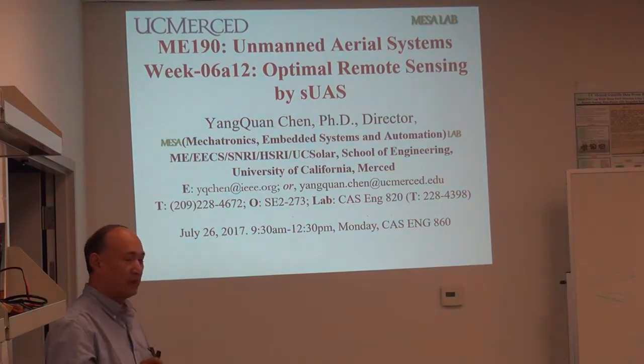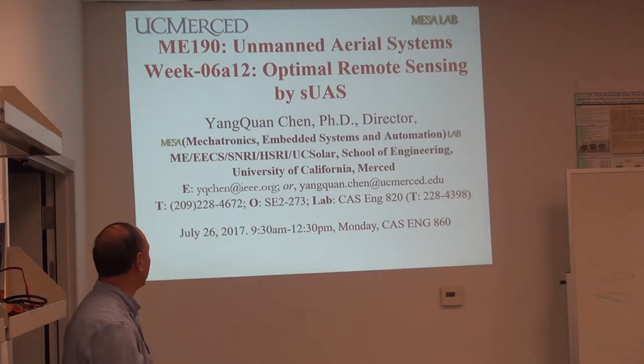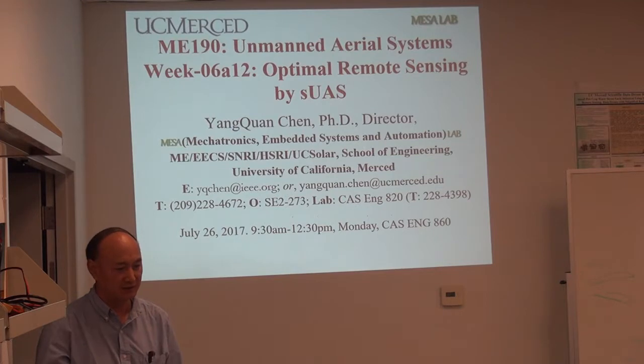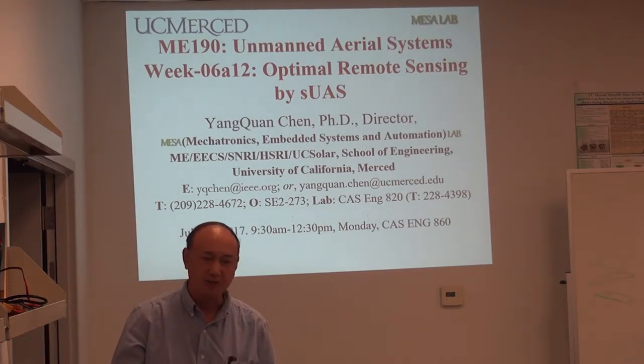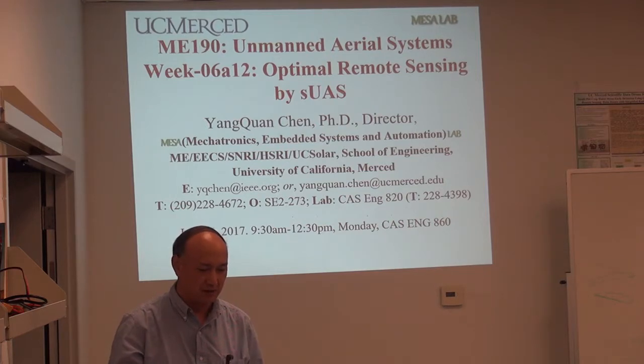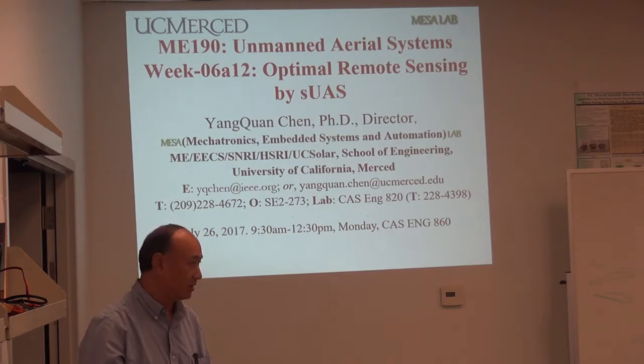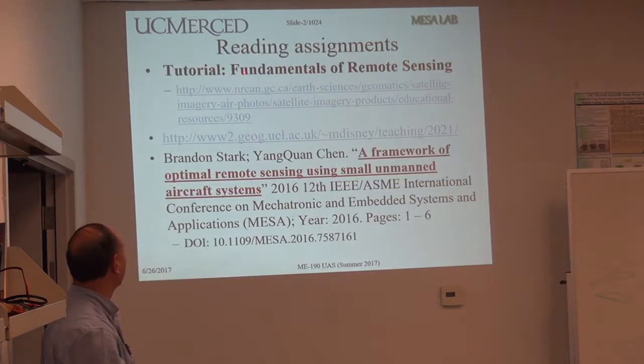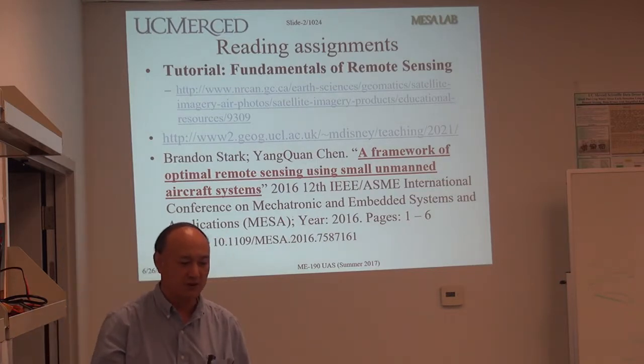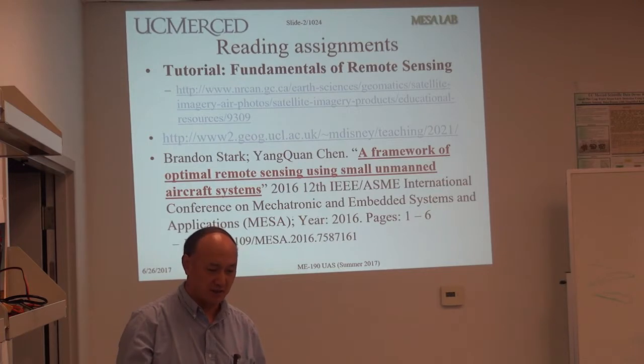So today we are going to cover optimal remote sensing by small unmanned aircraft systems. We are going to spend about 1.5 hours. The main reference is based on two pieces of literature. The first one is the tutorial on fundamentals of remote sensing, okay? And Dr. Disney's teaching module, plus Brandon Stark and myself, we wrote a framework of optimal remote sensing using a small unmanned aircraft published in 2016, okay?